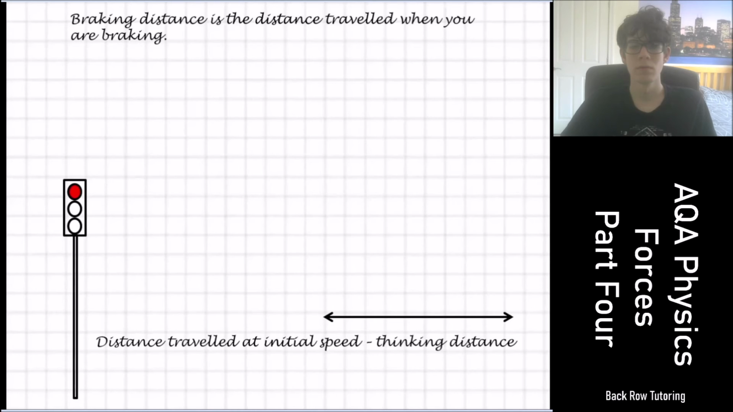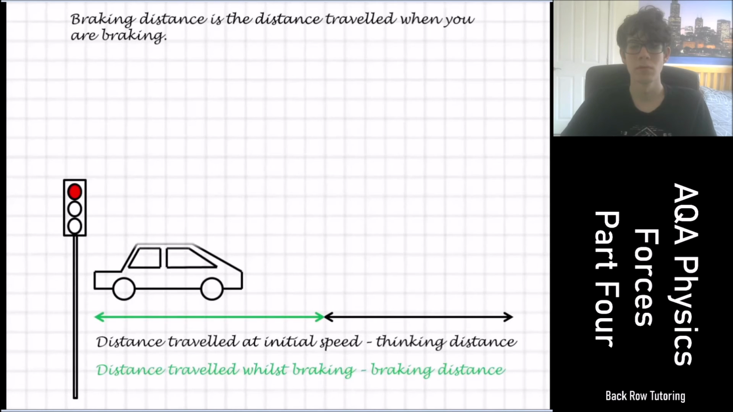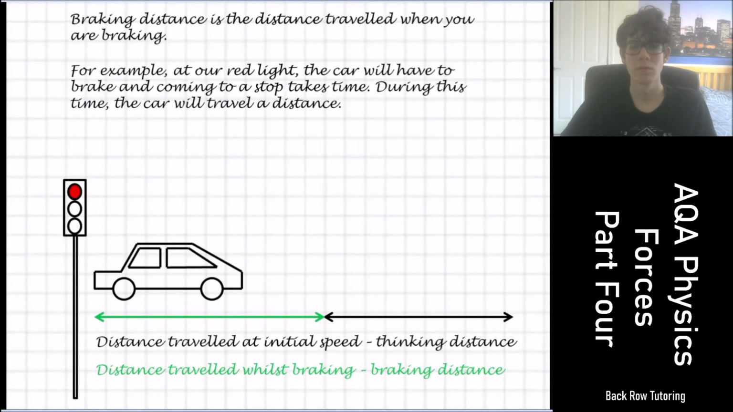Braking distance is the distance travelled when you are braking. For example, at a red light, the car will have to brake, and coming to a stop takes time. During this time, the car will travel a distance.